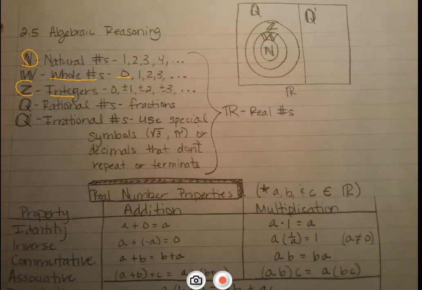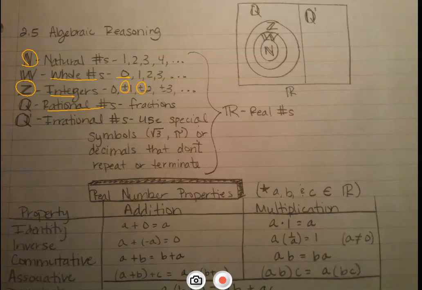Integers have this Z letter. So the difference there is that we now have positive and negative 1, positive and negative 2, and so on. And the next one is a Q. Those are your rational numbers. Those are fractions.